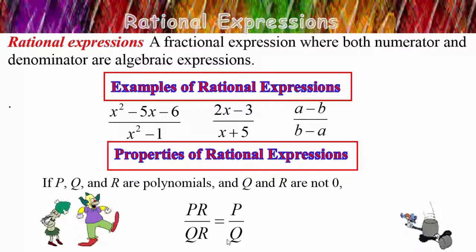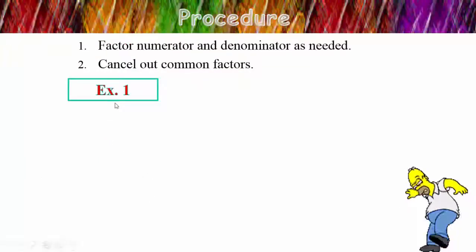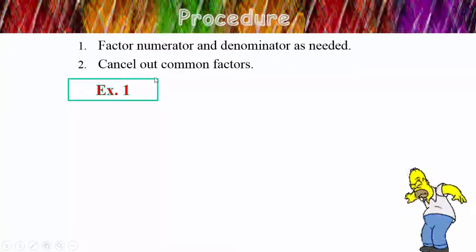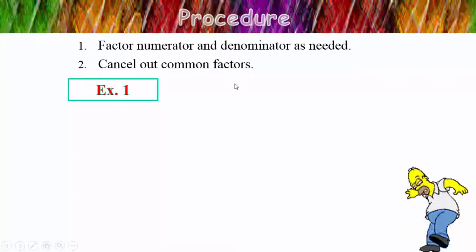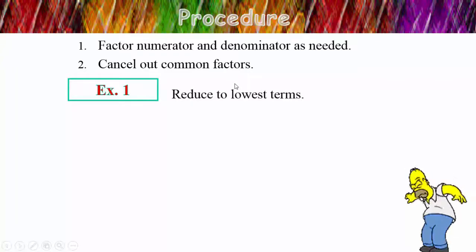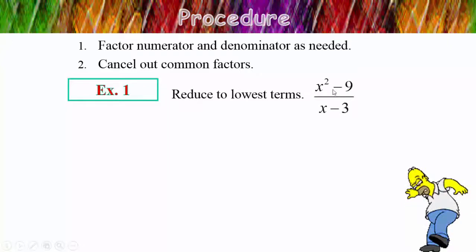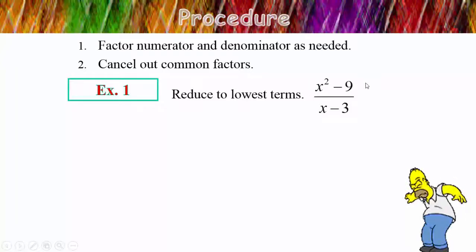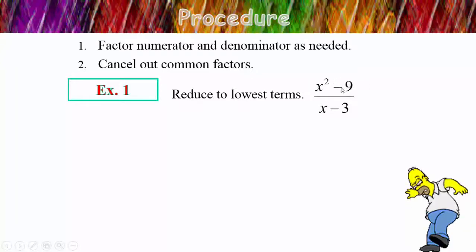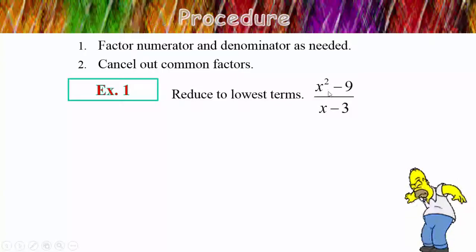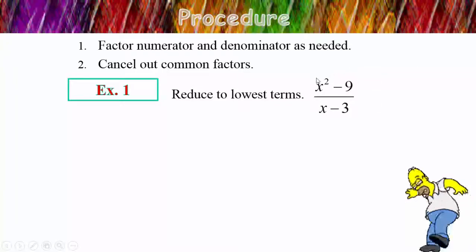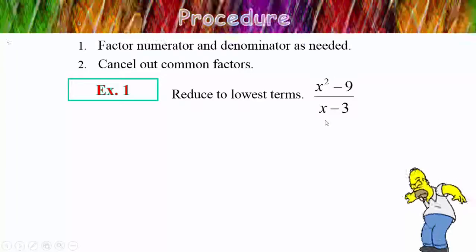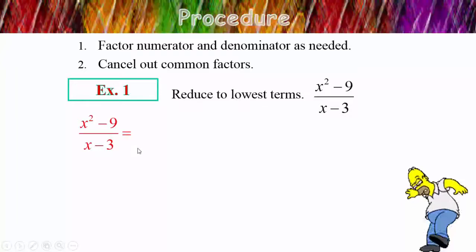So in order to do this, we must first factor the numerator and denominator as needed, and then cancel out the factors. We cannot do that before. So for example, if we have something like this, we can't just cancel things out, because we have subtraction here and here. So what we have to do is factor this as the difference of two squares. So we do that. And here we go.